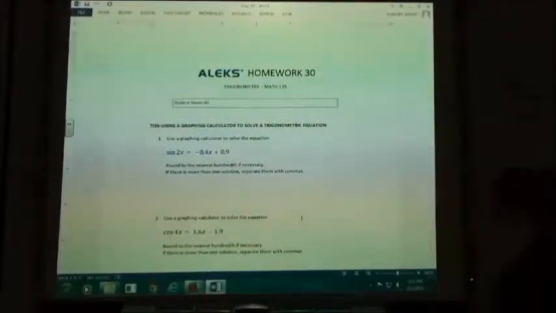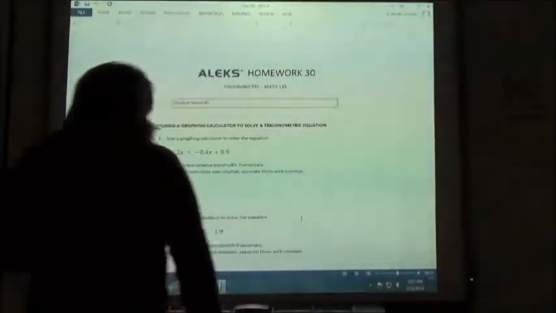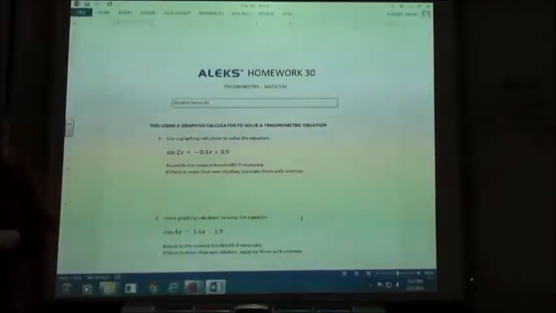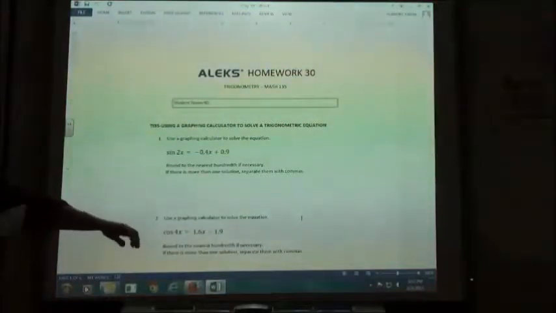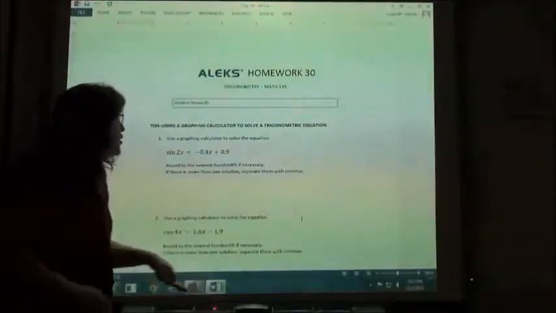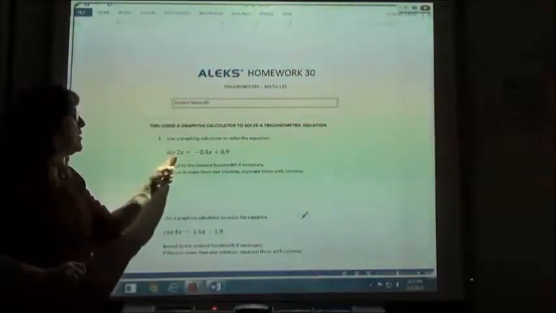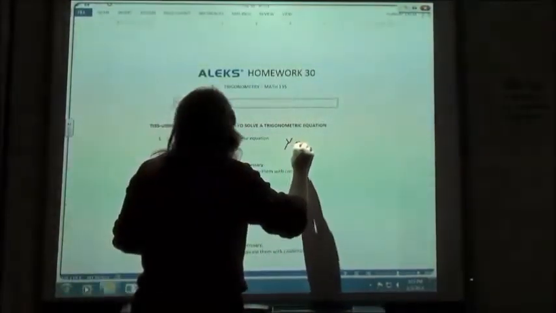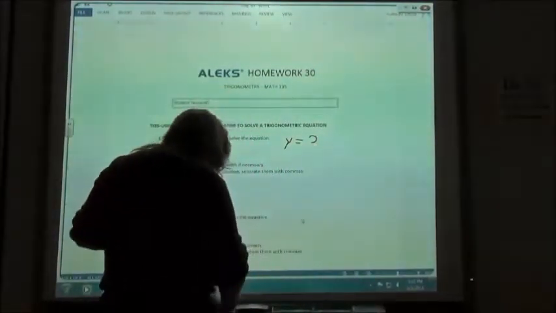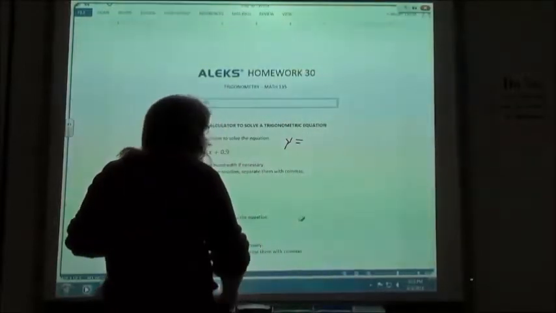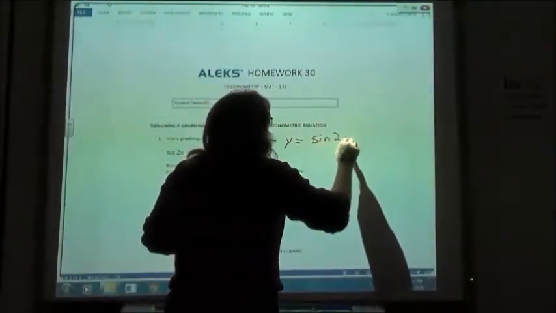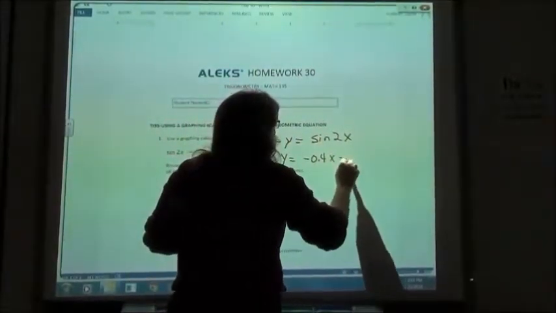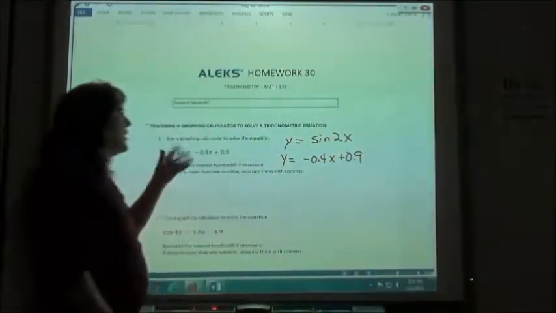All right, homework 30 starts off with using a graphing calculator to solve a trigonometric equation. And we're going to use the Aleks graphing calculator to do this. The calculator is active on Aleks. But what you're basically going to do is type in one equation that's equal to this side, one equation that's equal to this side. So we're going to have one equation that says y equals sine of 2x. And then the other one, y equals negative 0.4x plus 0.9. So you can see how this works.